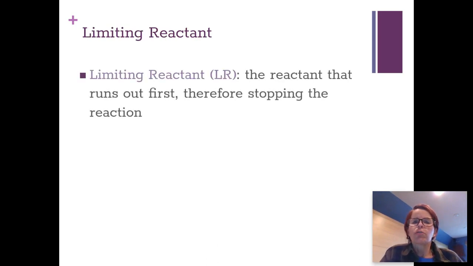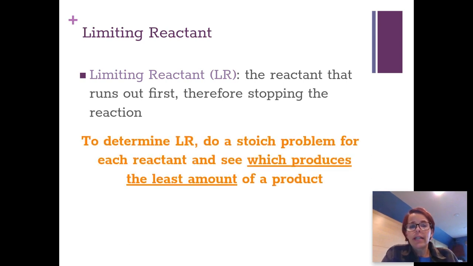A definition, I guess, first. So limiting reactant is the reactant that runs out first, therefore stopping the reaction. In our example of the pizza, it was the pizza crust that was the limiting reactant. To determine the limiting reactant, we do Stoich problems. So that's why we just did that practice problem. For each reactant, you do a stoichiometry problem for the pizza crust, you do a stoichiometry problem for the cheese, and you do a stoichiometry problem for the sauce. And then whichever one produces the least amount of product, that's your limiting factor. Well, with the pizza, the one that produced the least amount of product was the crust. And so we could say that that's our limiting reactant.